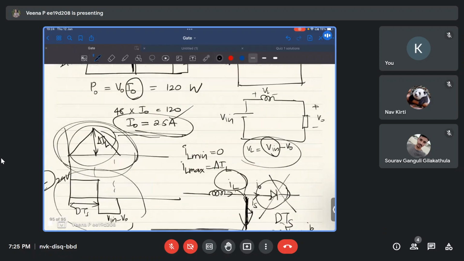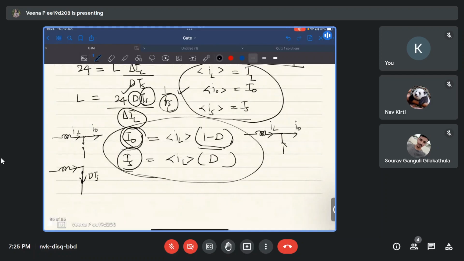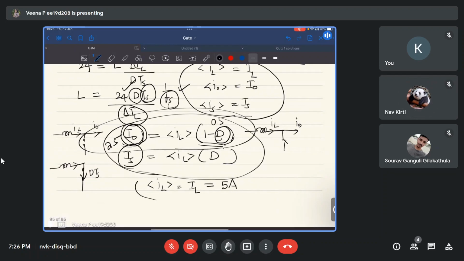In our question, we already got the average output current, which is 2.5. Also D is 0.5. So from this relation, you will get the average inductor current. The average inductor current will be obtained as 5 ampere. Is this clear? Clear, ma'am. Okay. So you got the average inductor current.